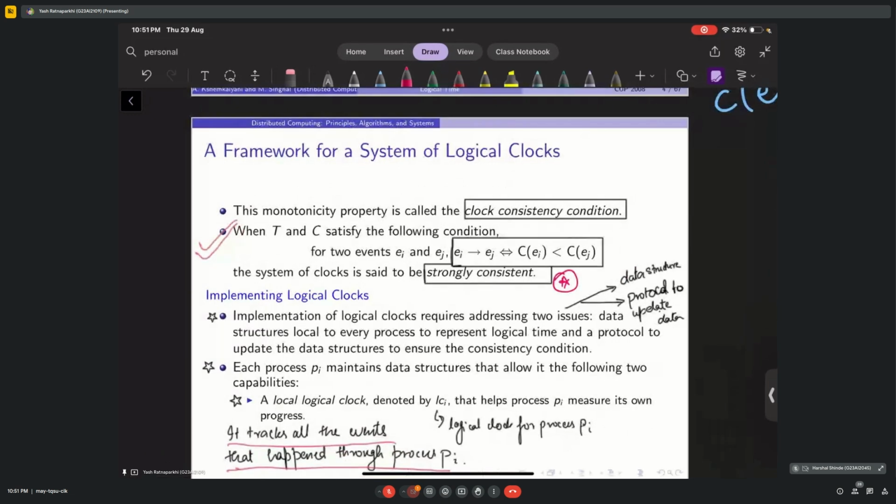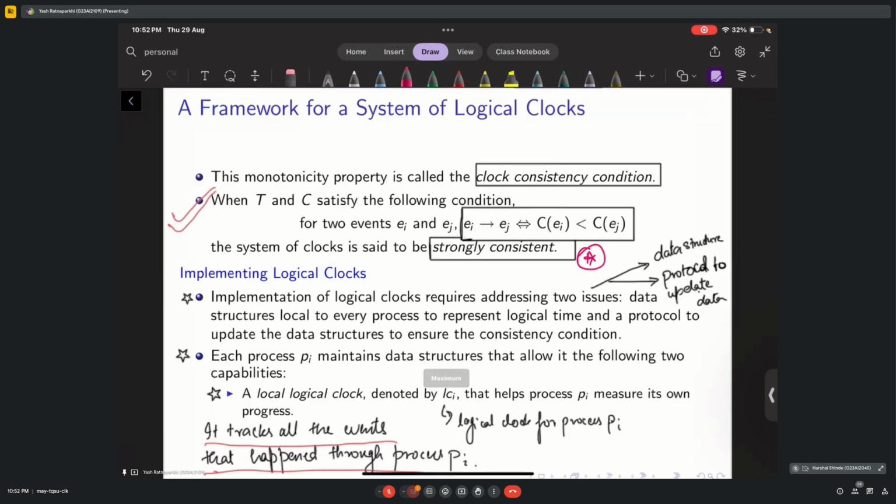So if both of the situations are happening, then our system of clock is known as strongly consistent. Remember this: strongly consistent, because when I will be dealing with scalar time and all, there will be some limitation, which will be discussed. So do not forget this strongly consistent.